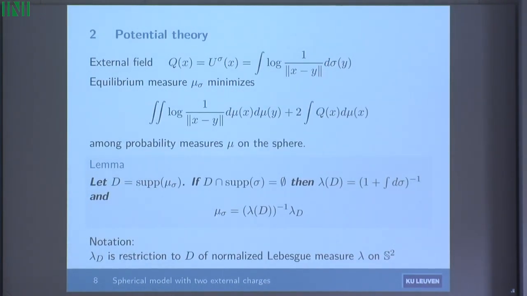So to determine the measure in such a situation, it's enough to determine the droplet, and then the measure on it is automatic. It's just the uniform measure restricted to this droplet. There's also a formula for the total mass, the total area of the droplet, that is directly computable in terms of the total mass of sigma. I emphasize that sigma need not be a probability measure. The sigma where we start from can be more general than that.